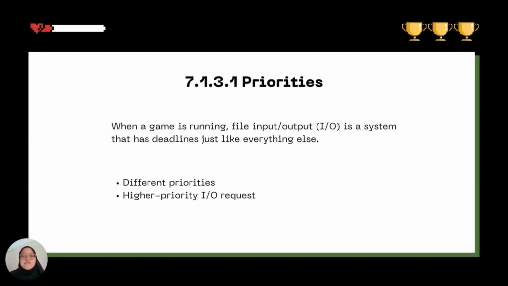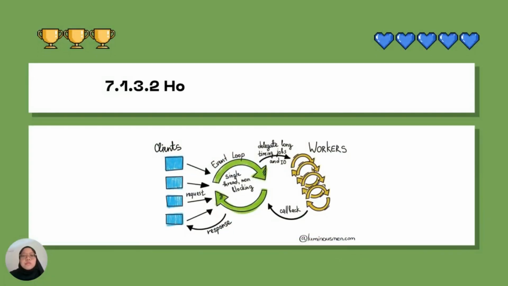When a game is running, file I/O is a system that has deadlines just like everything else, and it has different priorities, and the higher priority I/O is requested first. Okay, we move to how asynchronous I/O works. Asynchronous file I/O uses a separate thread to handle requests and notify the main thread when they are done. Moving code to a separate thread or processor can make synchronous operations asynchronous.